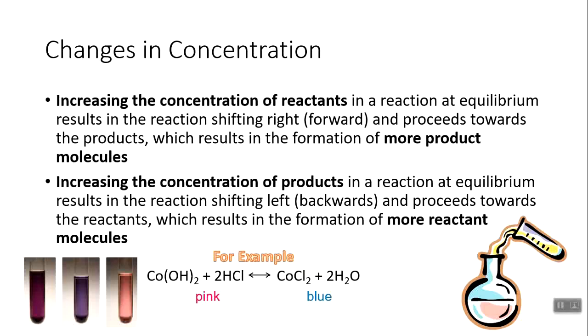So if we put stress on the reactant side, then the equilibrium will shift to the right, and it'll move forward towards the product. If we put stress on the product side, then the equilibrium will shift left, and it'll go backwards towards the reactants. So, for example, I'm going to show you a video where someone is demonstrating this reaction.